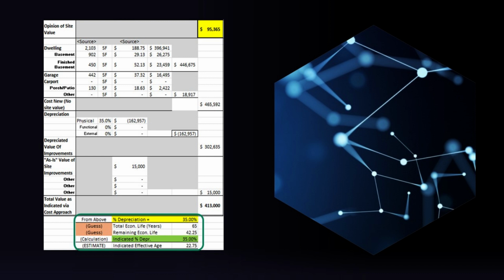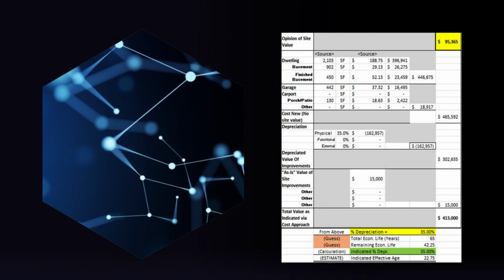What you do now is go through a series of iterations where you divide a guess by 65 years. You do that until you find a number that, divided by 65, equals 35%. In this case, 42.25 years of remaining economic life divided by 65 years total economic life is 35% depreciation. Since total economic life less remaining economic life is effective age, in this case, via these calculations, the subject is effectively 22.75 years old, or somewhere between 20 and 25 years old.